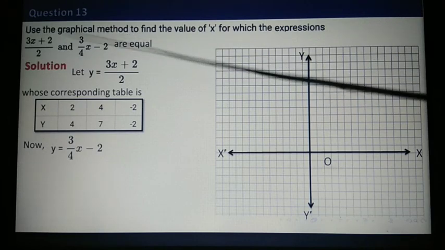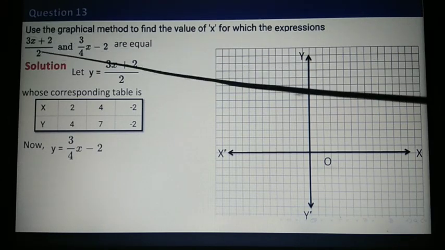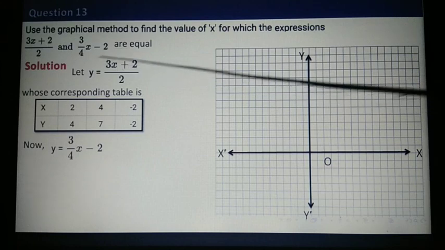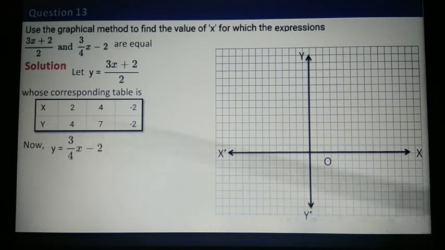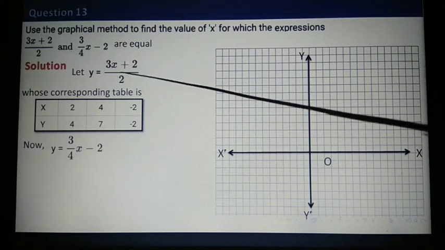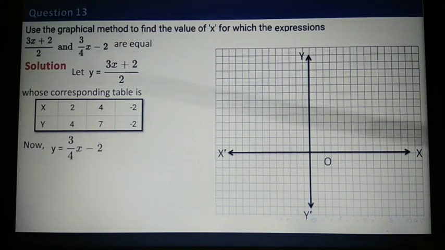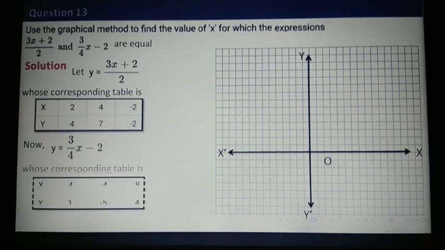Let us go to another one as well. Since both are equal and I'm taking this to be y, then obviously this also has to be y, because they are equal. If y equals this much, then y will be equal to this also. Similarly, we'll draw the table for this.